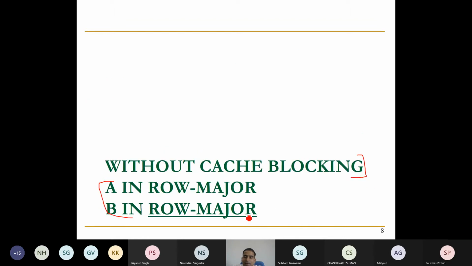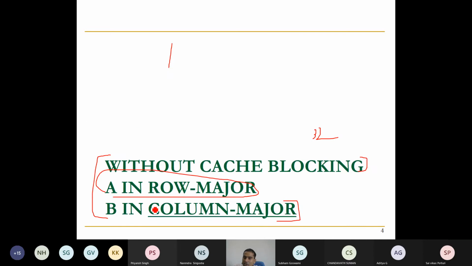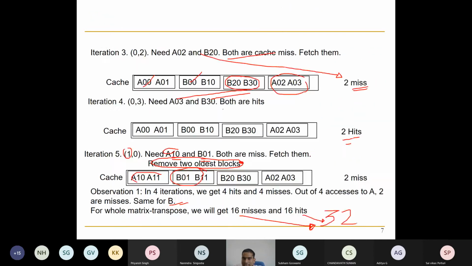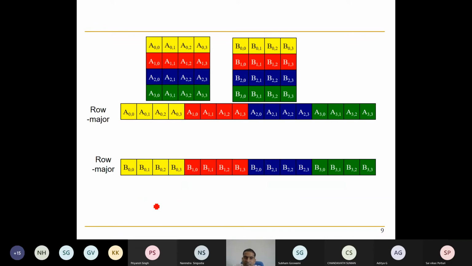Now let us go to another case where we have no cache blocking. Now A is stored in row major order, B is also stored in row major order. Compared to the previous case, where B was in column major order, in this case I store B in row major order itself, and then see what is the difference. Please remember, I've explicitly shown it in the row major order. A is the same, row major order. Previously, this was column major. Now here, B is stored in the row major order.